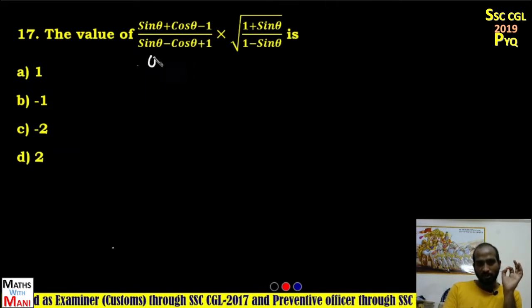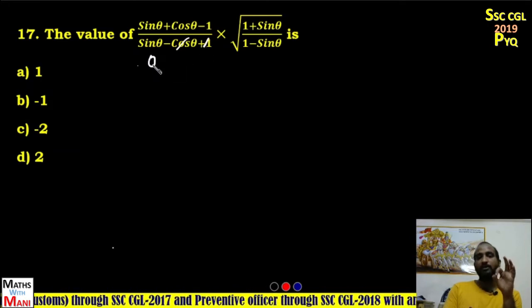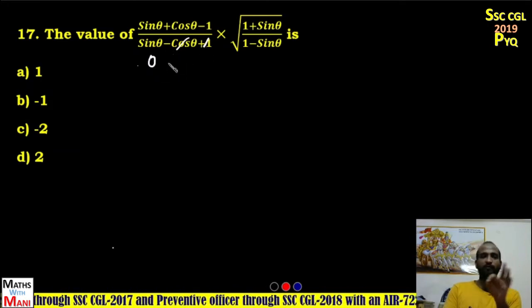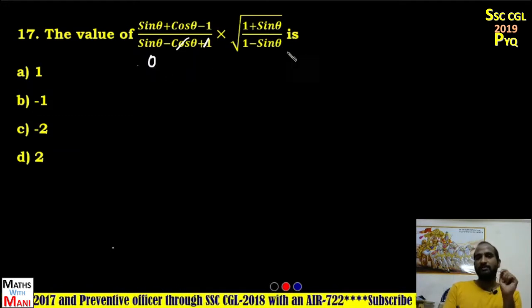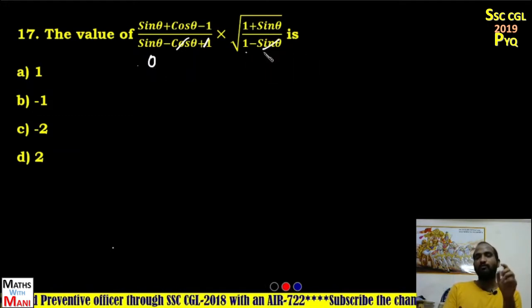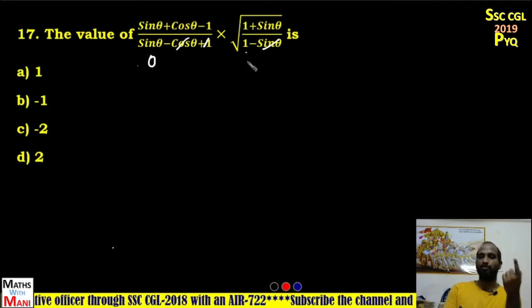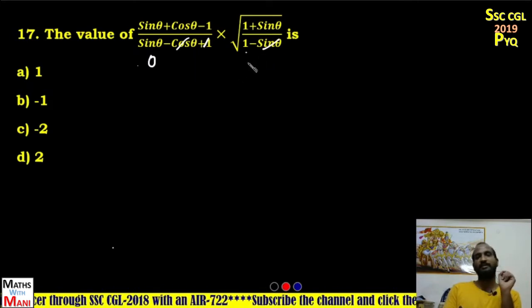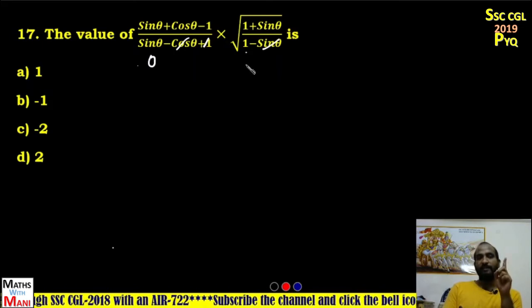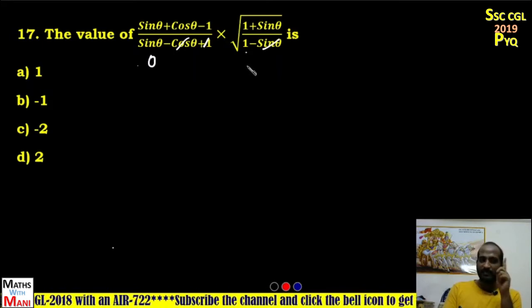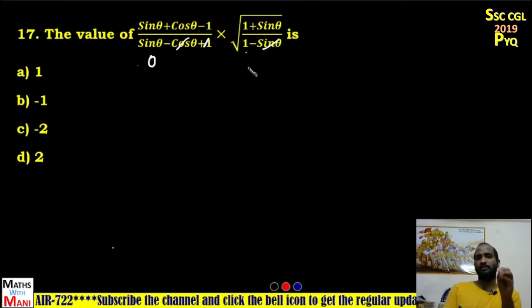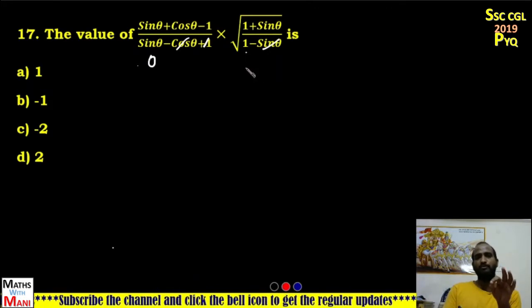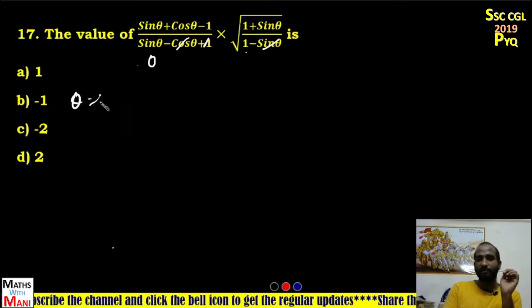sine 0 is 0, cos 0 is 1, that is already minus is there, minus 1 plus 1 cancelled. So 0 would be in the denominator, so we can't take theta as 0. If I take theta as 90, sine 90 is 1, 1 minus 1 is 0, so it would be in the denominator, so we can't take theta as 90. Since when theta is 0 and 90 the denominators are zero, we can't take those values. That's why I can take theta as 45.